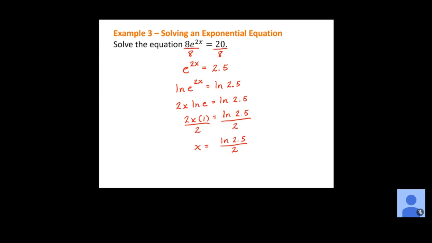Any questions on that one? And just like I told you on the last one, if you're ever unsure of an answer, right, we can always take that x value, plug it back in for x, put all that into the calculator, and then just make sure in this case that it's equal to 20. All right.